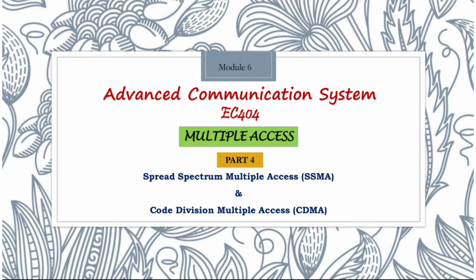These are all related to multiple access techniques. SSMA, CDMA, FDMA, TDMA are all multiple access techniques. The last one is CDMA, which falls under SSMA techniques. So first we are going to discuss spread spectrum multiple access techniques.